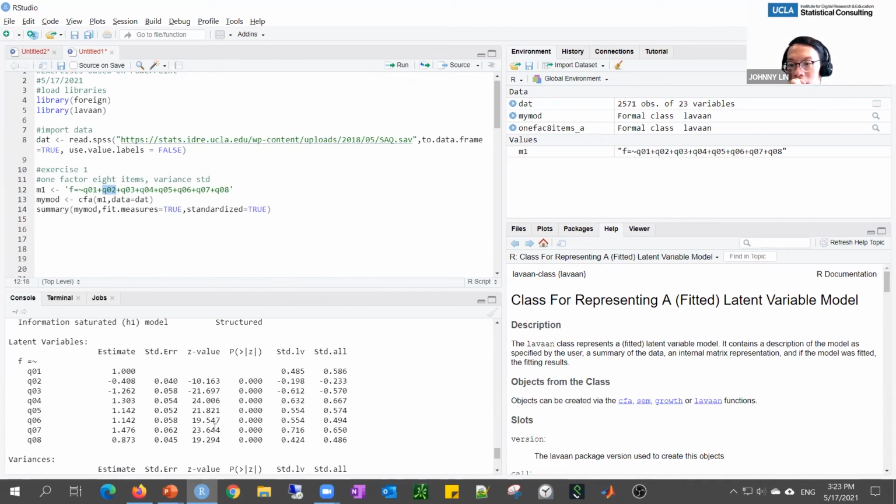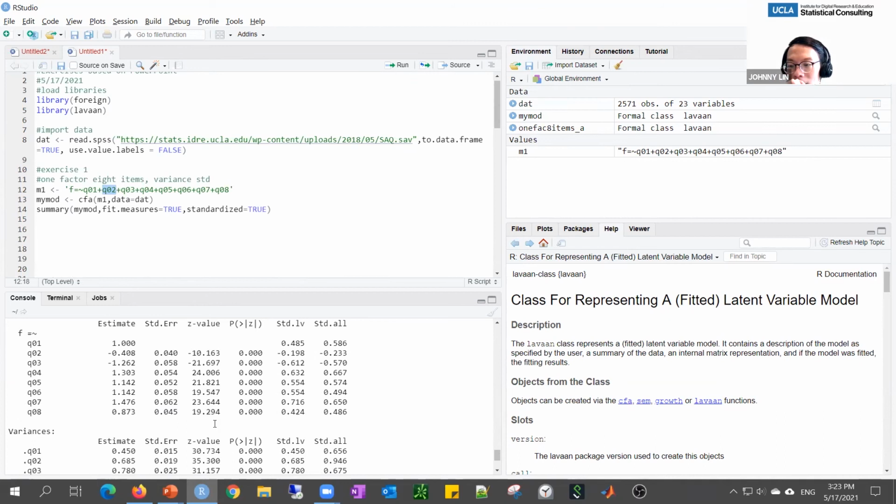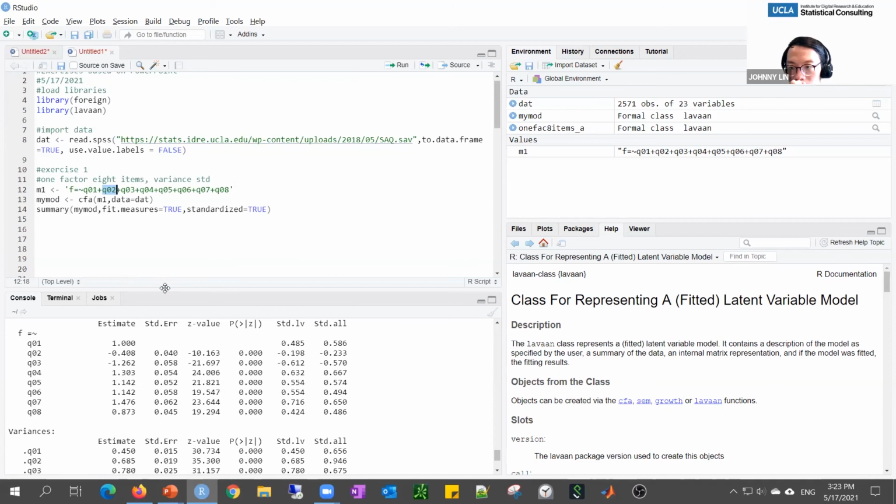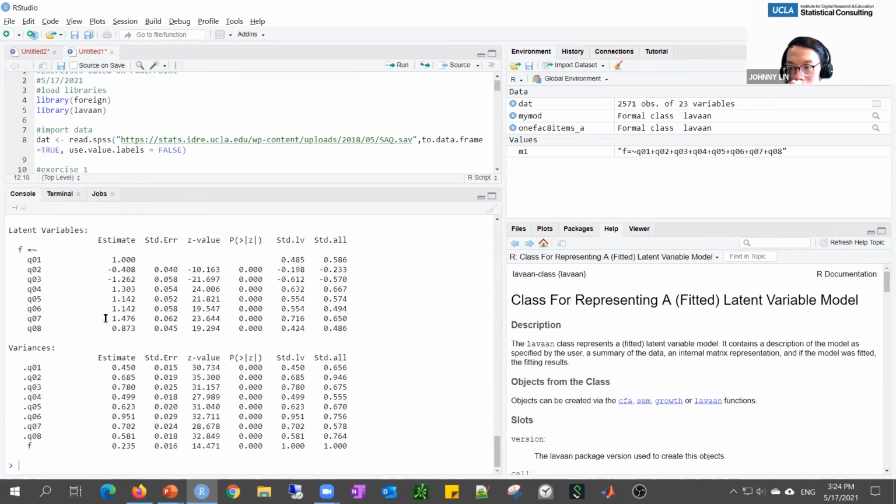Anyone want to volunteer in terms of how to interpret either the marker method or the variance standardization? That's kind of hard. Pick an item, let's say. No, it's kind of scary, right? Okay, I'll interpret the marker method.